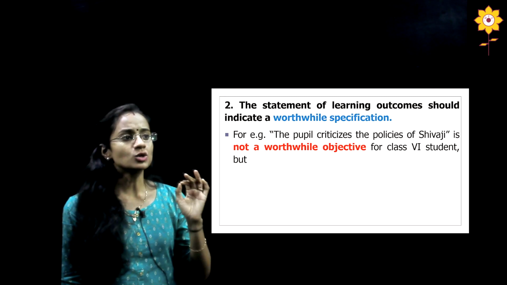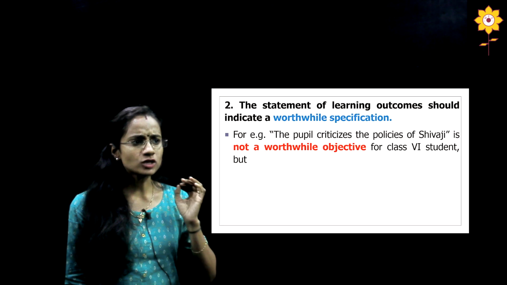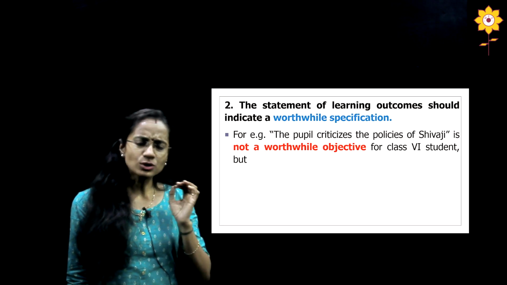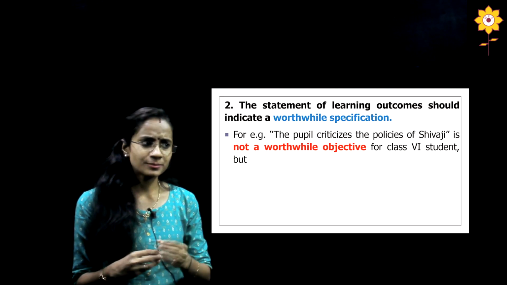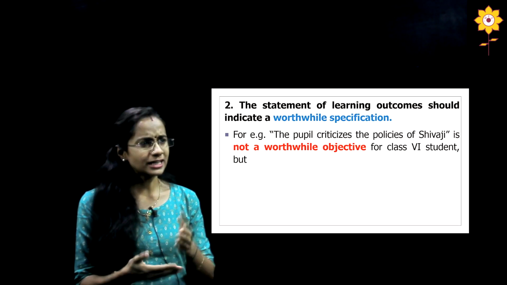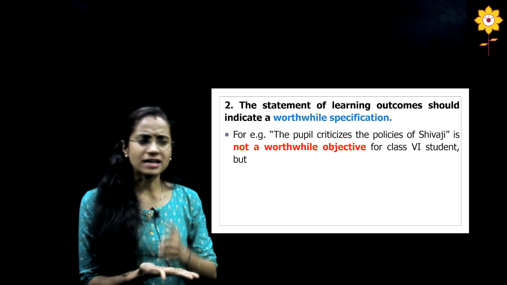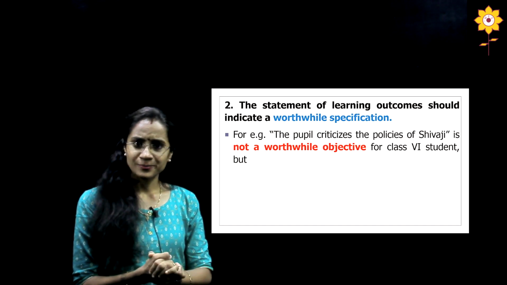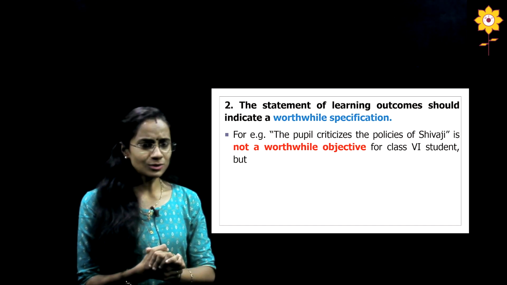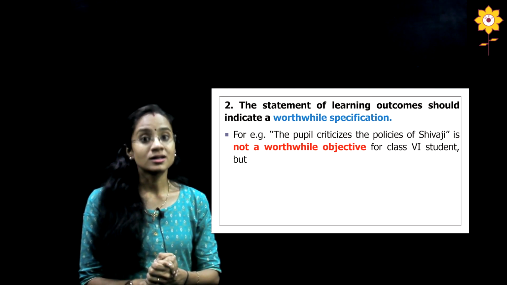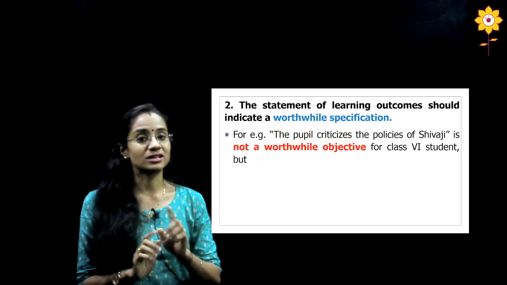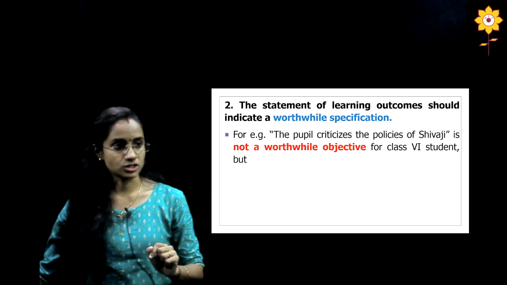Here the pupil criticizes the policies of Shivaji. Now, do you think this can be done by the students of class 6th? Can they think critically and criticize the policies? No? Then that is not a worthwhile objective.